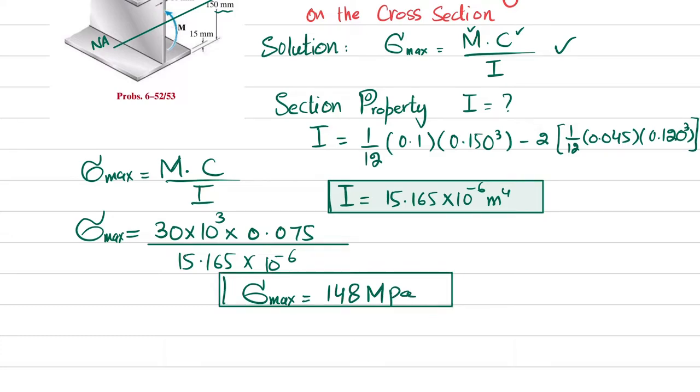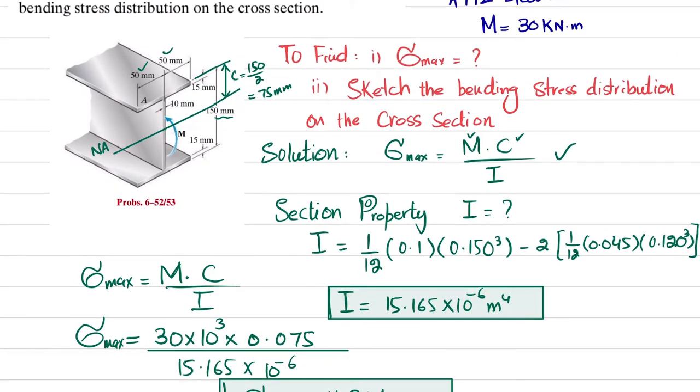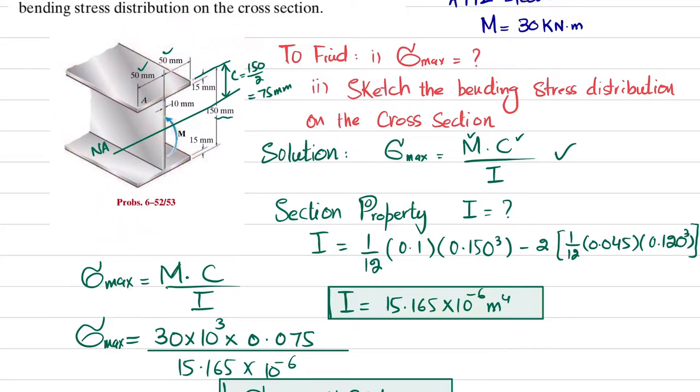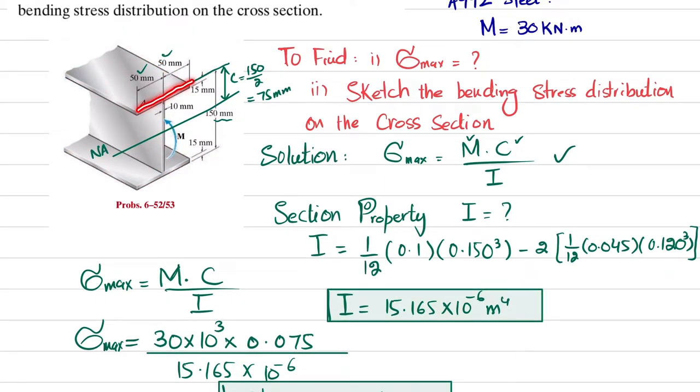So this will be either at the top or at the bottom. You can see the moment is applied over here, so the beam will bend like this. The upper portion will be in compression and the lower portion will be in tension. Clear? So this will be the bending stress at this portion.